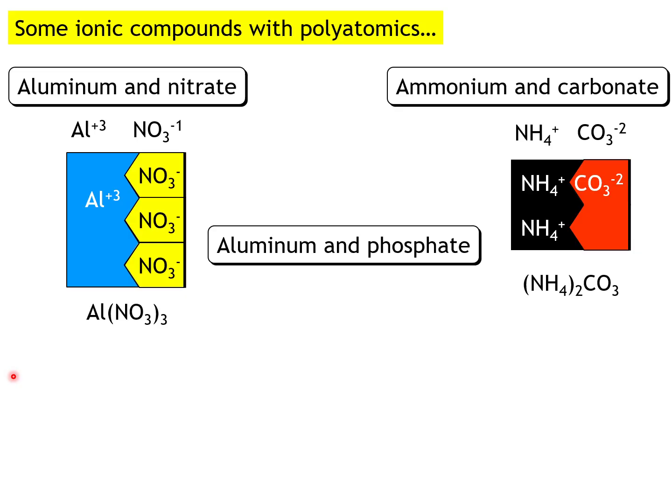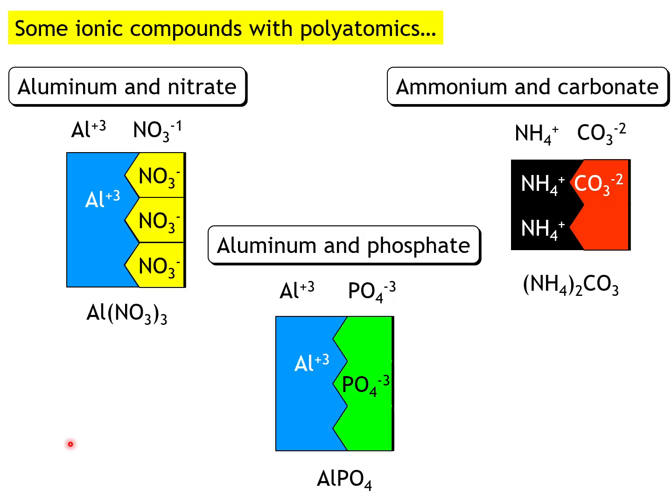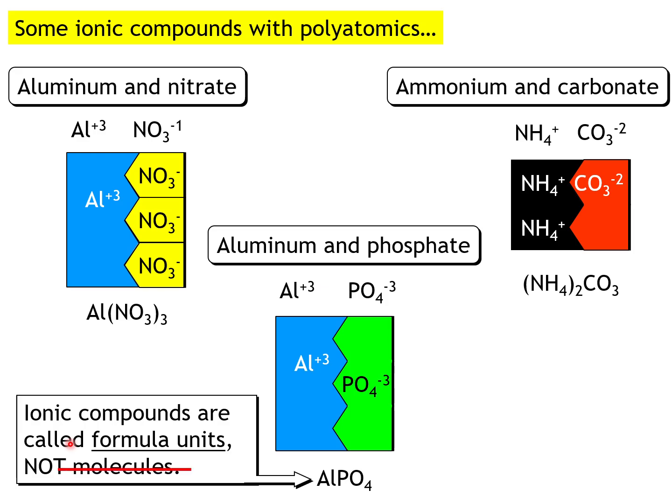And then the last example, aluminum and phosphate. Aluminum is +3, phosphate's -3. They are already charge balanced, so we know it's just going to be AlPO4.